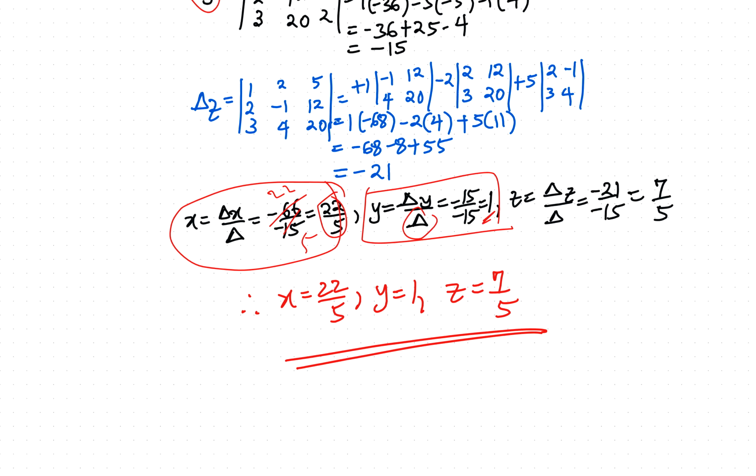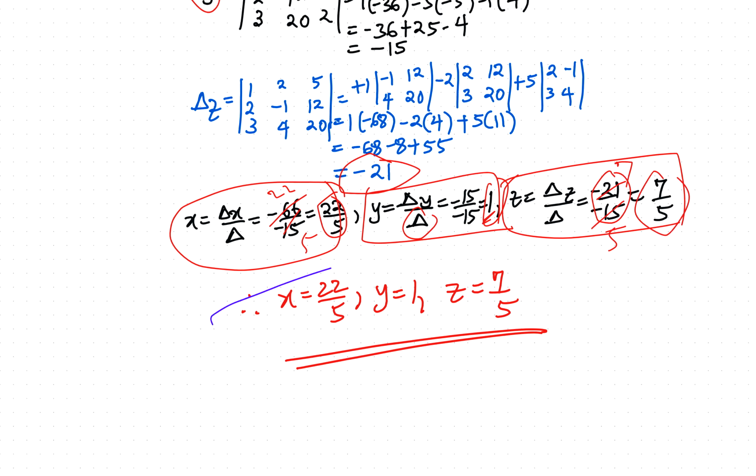z is delta z over delta. That's minus 21 for delta z, which we just got now, divided by minus 15, which was the first one. And minus divided by minus is plus. 3 goes here 7 times. 3 goes here 5 times, and the answer is 7 over 5. Therefore, you have this conclusion that the solution to that system of linear equations is x equals 22 over 5, y equals 1, and z equals 7 over 5.